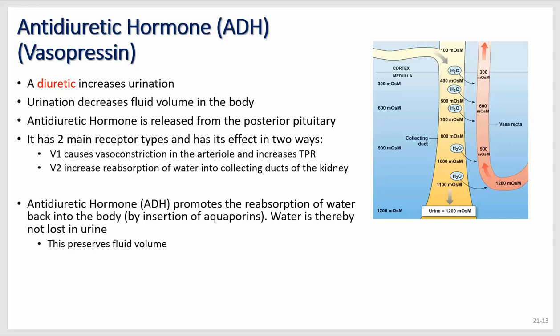All right. So antidiuretic hormone, ADH, also called vasopressin, is released from the posterior pituitary. A diuretic increases urination, and urination decreases fluid volume in the body. That makes sense. So if a diuretic increases urination, that's going to decrease fluid volume because you're urinating it out. Well, antidiuretic is going to do the opposite.